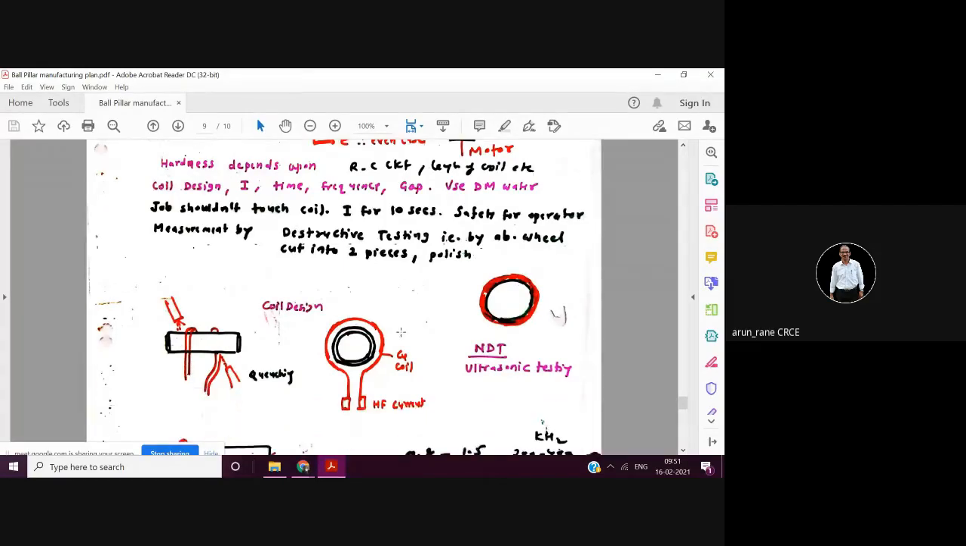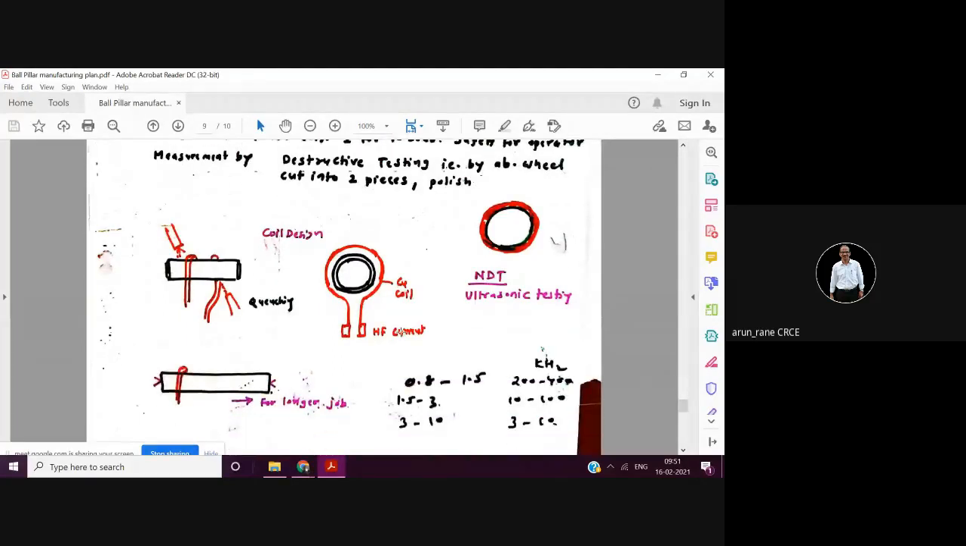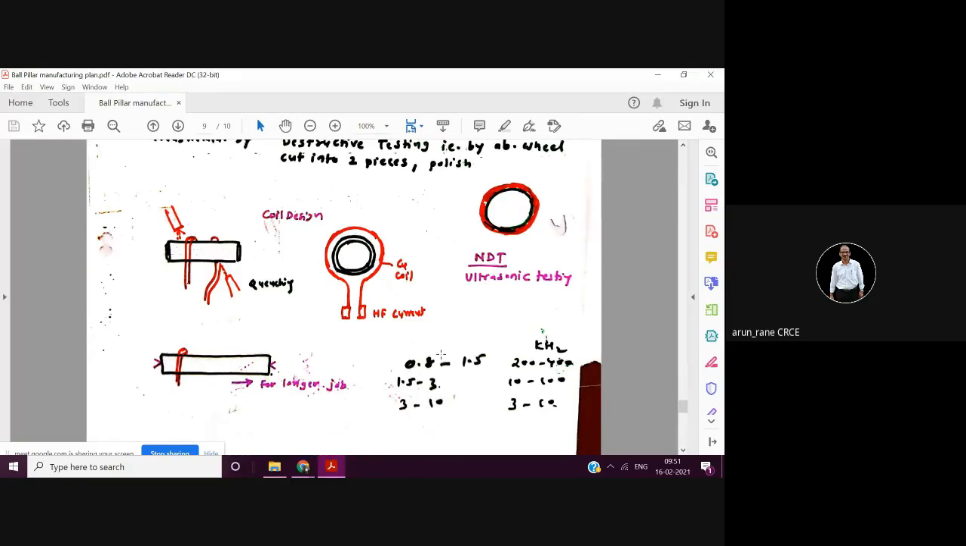So this is how you can do the... But then in destructive testing, the component cannot be used. So you are spoiling the component. So that's why everybody goes for ultrasonic testing, non-destructive testing.